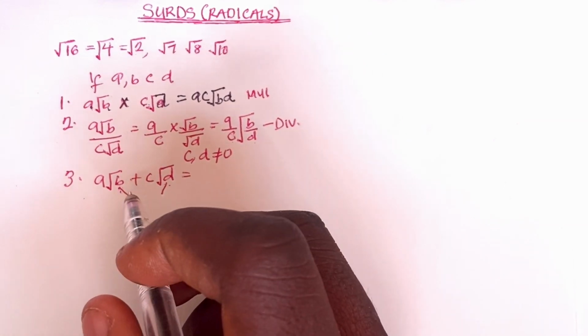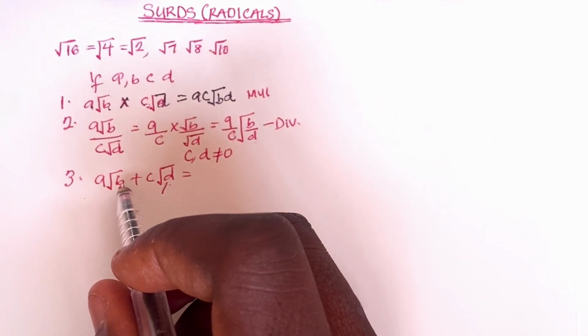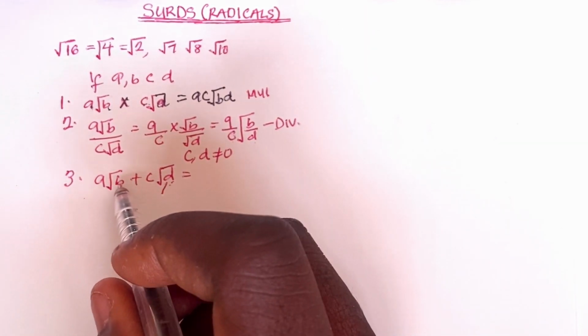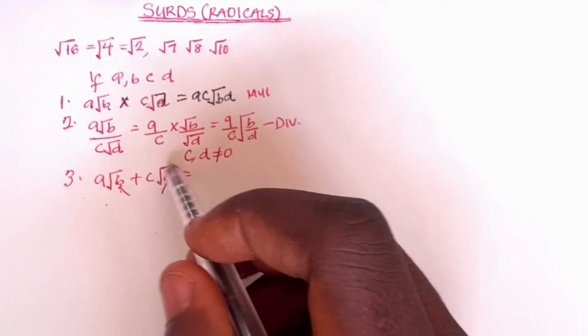Simplify. You can only simplify. Since both the integer inside this root and this are not the same, you can only simplify this expression and this expression.